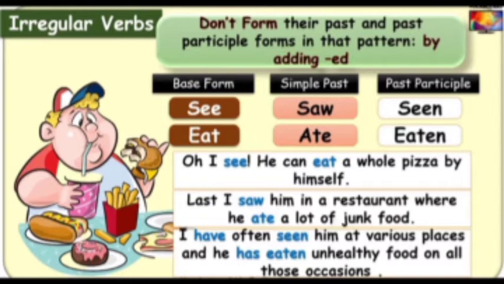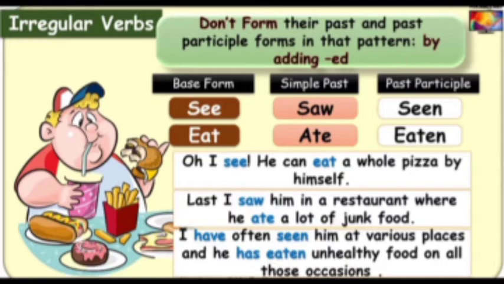Oh, I see. He can eat a whole pizza by himself. Now here, the word see is in the base form and eat is also in the base form. In the second example, last I saw him in a restaurant where he ate a lot of junk food. In this example, both the words are in the simple past form. You can see, children, that they are not following the common pattern of adding ed. They have been changed: saw and ate. This is used in simple past tense.